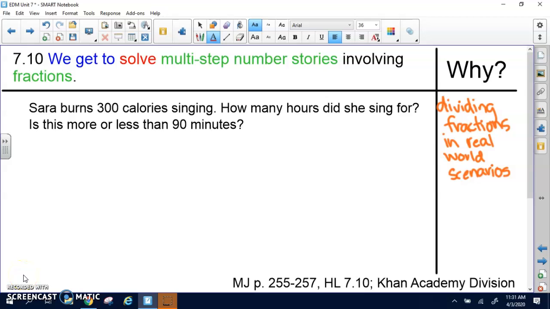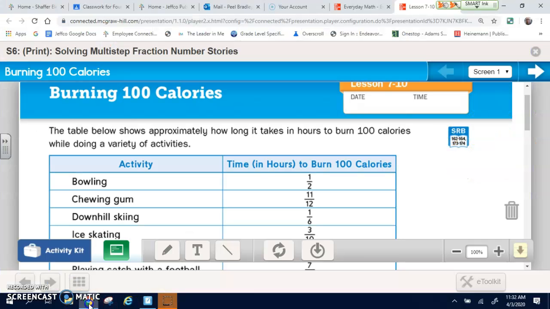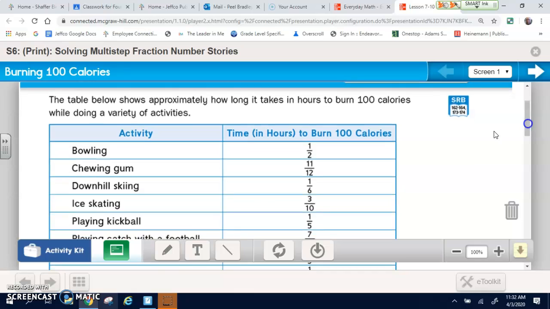Point 10, we get to solve multi-step number stories involving fractions. The reason we're doing this is because we want to divide fractions in real-world scenarios. You're going to start by looking on page 255 for the table. This table is going to give you all sorts of great information that you'll be using on solving your problems on 255 and 256. We'll start with a problem that's not on the page today.